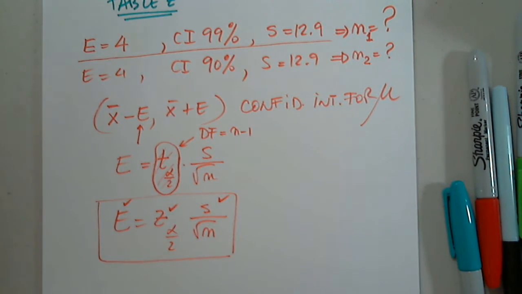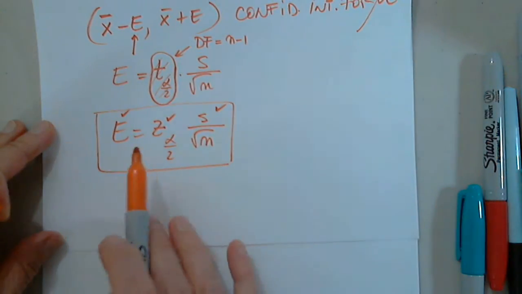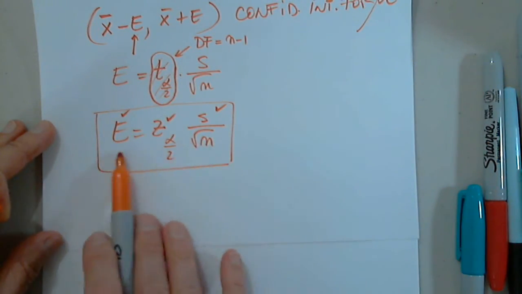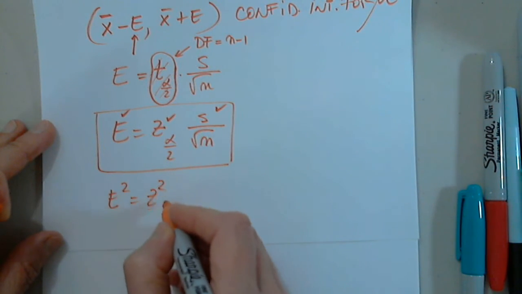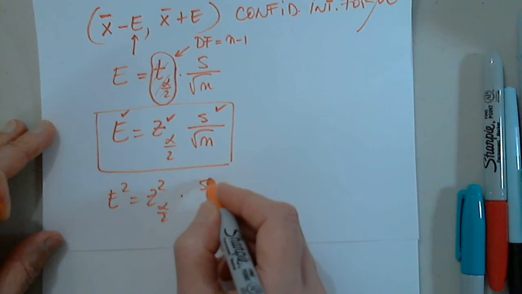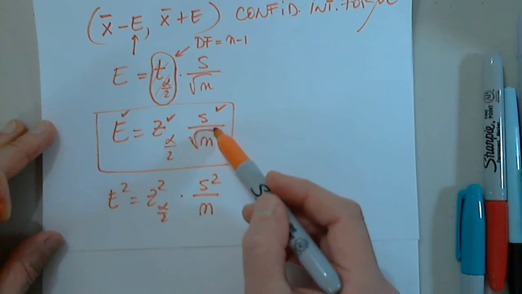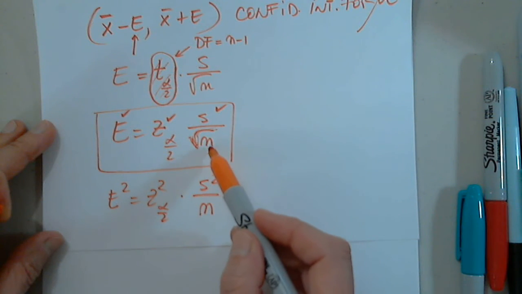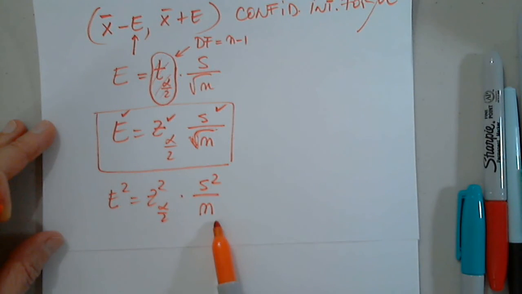Yes, you can just write the formula, remember the formula, or have it ready. Fine. But I would like to do a little bit of algebra here. I'm going to square both sides. So e squared equals z squared times s squared divided by n. Why do I square? Because I want to remove the square root from the n. So this squared, this squared, this squared, and this squared is just n.